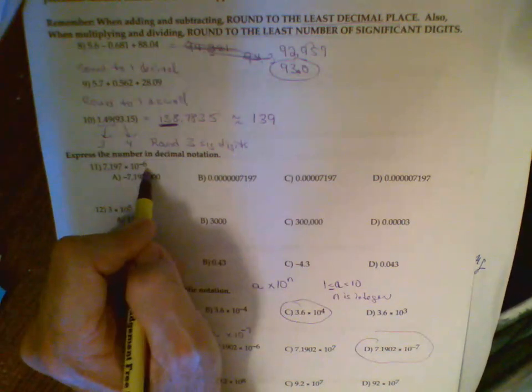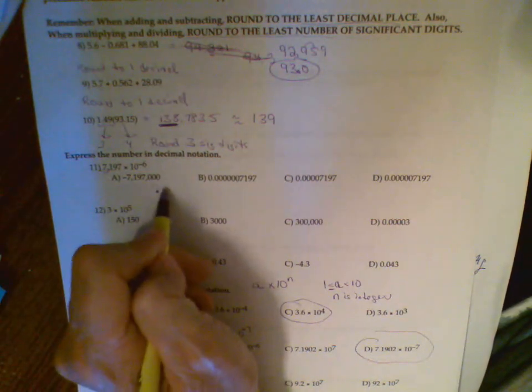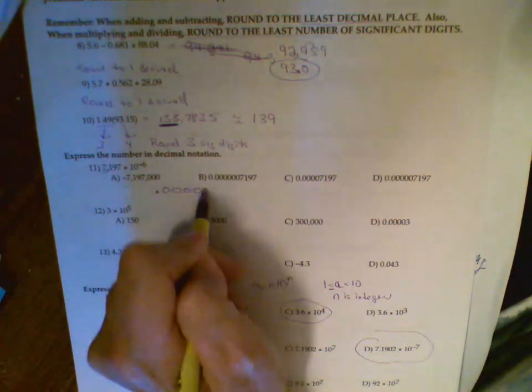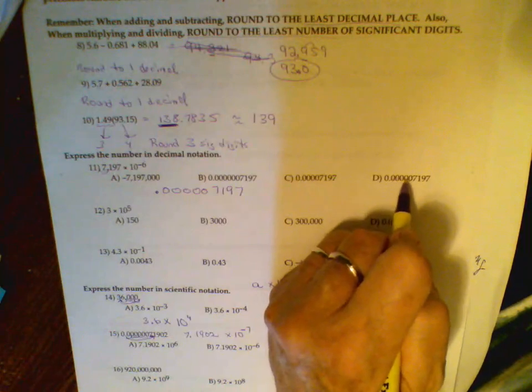Now, I need to get the number back, I need to move the decimal 6 places to the left. The first place is going to jump in front of that 7, and then I'll have 5 zeros. So I'll have 5 zeros, and then 7197. And that is answer D. Let's do another one of those.